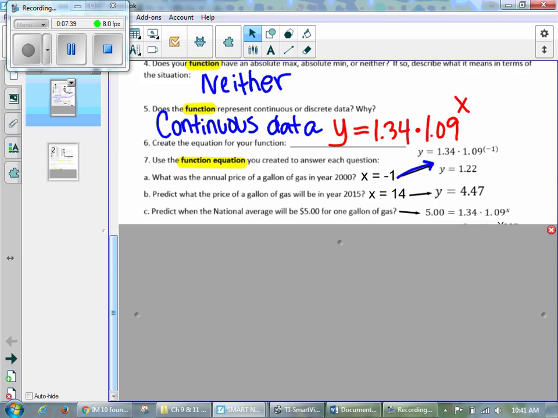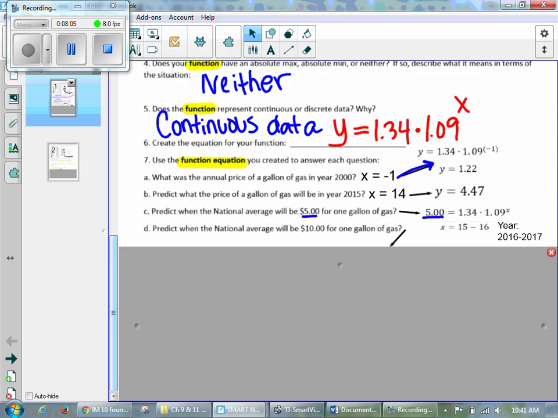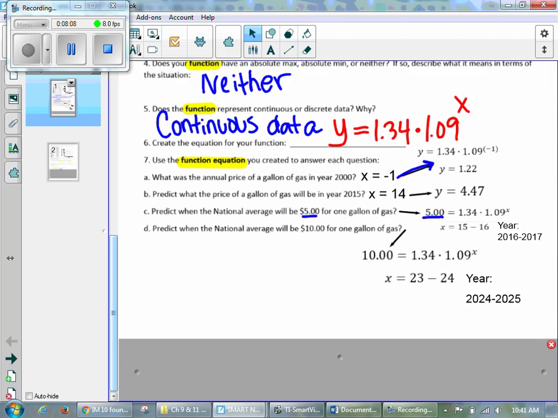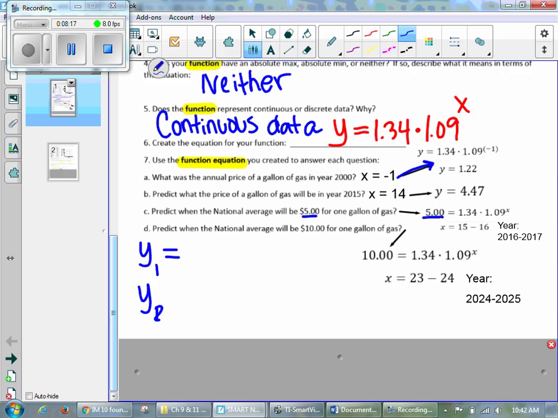Part C says, predict when, so what year, would the gallon of gas cost $5? So we substitute $5 into y. Well, unfortunately, you can't solve this by hand. However, you can use the intersection feature on your calculator. You would put your equation into your y1 on your graphing feature, and you would put $5 into your y2, and then find the intersection of the two lines.